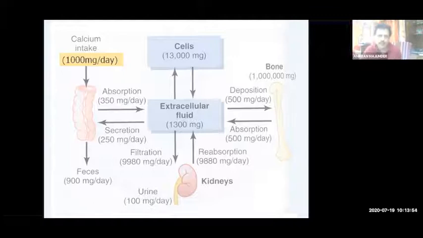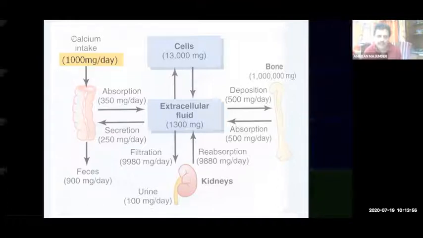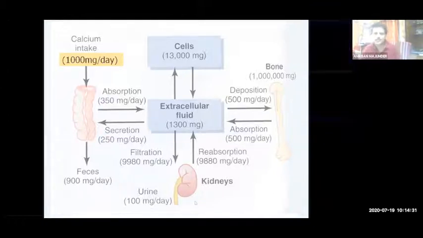That is because our everyday intake of calcium is roughly around 1000 milligram. Out of this 1000 milligram, 900 milligram comes out in the stool, 100 milligram comes out in the urine, and the balance is maintained. But every day 350 milligram of calcium enters the extracellular fluid, and 250 milligram comes out with the secretions. And bone is not an inert organ. Every day 500 milligram goes in and 500 milligram goes out, so that the balance is maintained, and every day we expect 100 milligram of calcium excretion through the kidney.